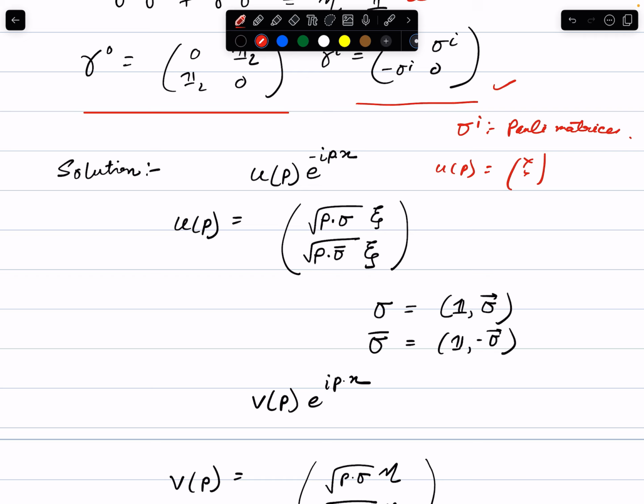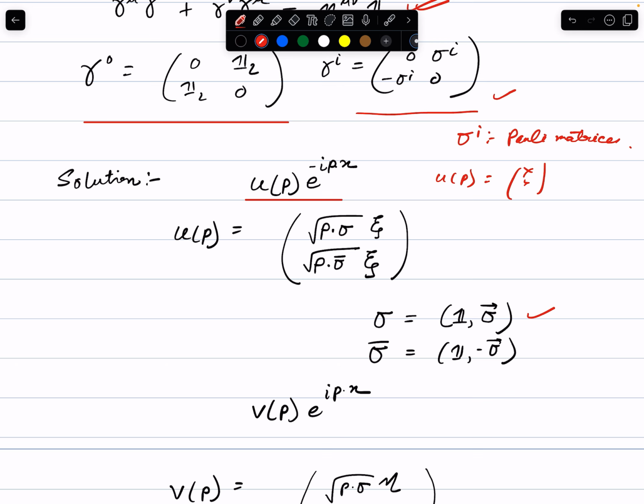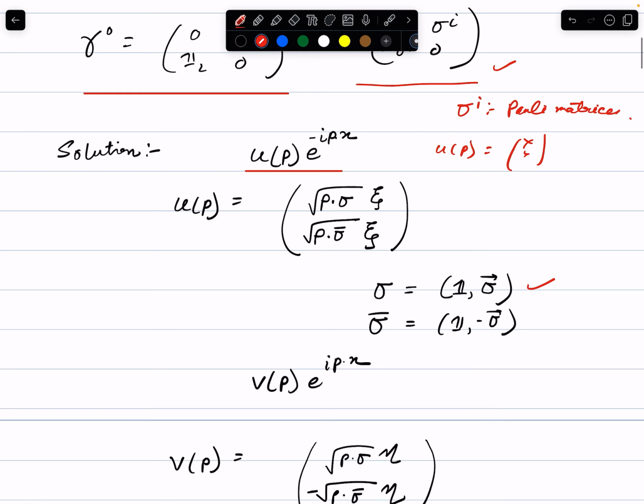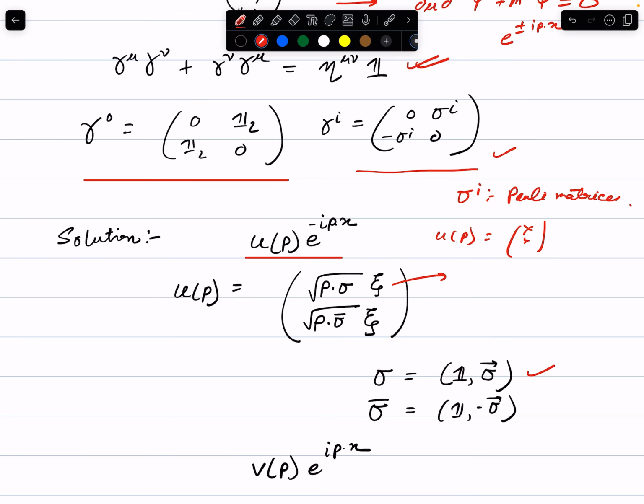So the solution to this equation is given by u of p e to the power minus ip dot x, and then I showed that if I plug this ansatz into the Dirac equation, I will get a form of u of p which is like this, where remember sigma is identity, a 4 component object with identity and sigma meaning the Pauli matrices sigma 1, 2, 3, and similarly minus sigma. And this xi can be any arbitrary 2 component object. Okay, so this is a 2 component object which is arbitrary.